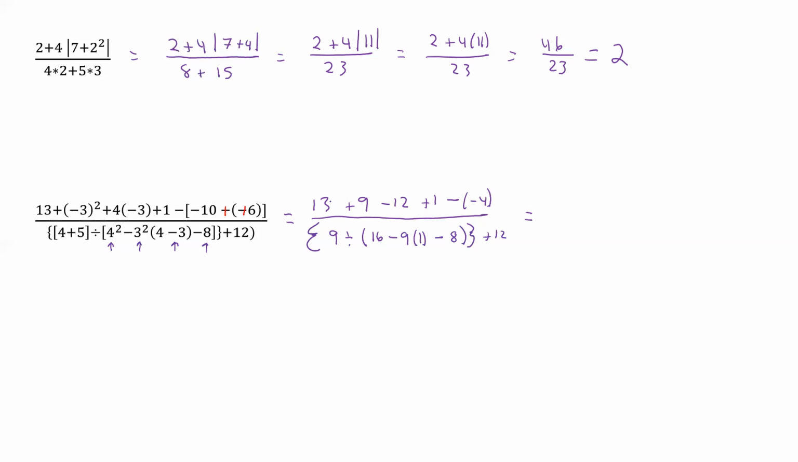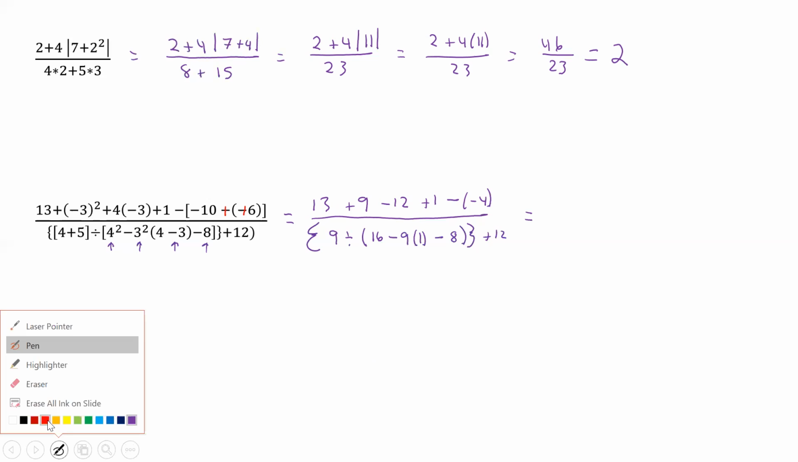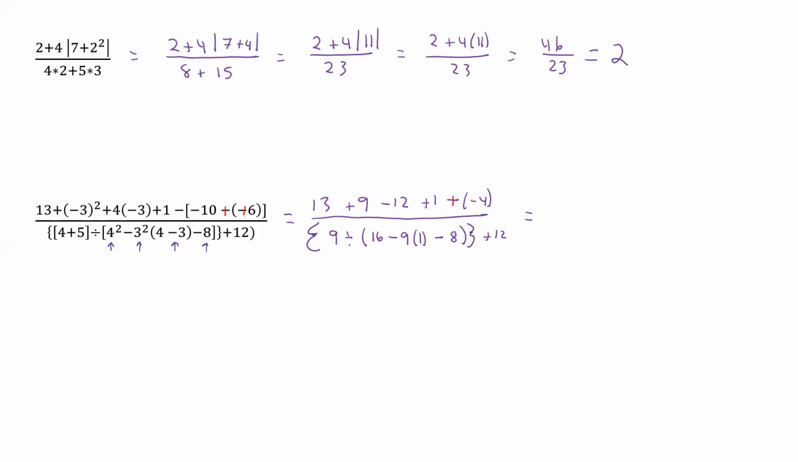Now what can we do? Well, what we need to do now is look, we have plus, minus, plus. Well, here we can simplify that. Minus a minus could become plus, so that would help us. Now let's see. We have 13 minus 12. Well, that would give us a 1. Plus 9 is 10.